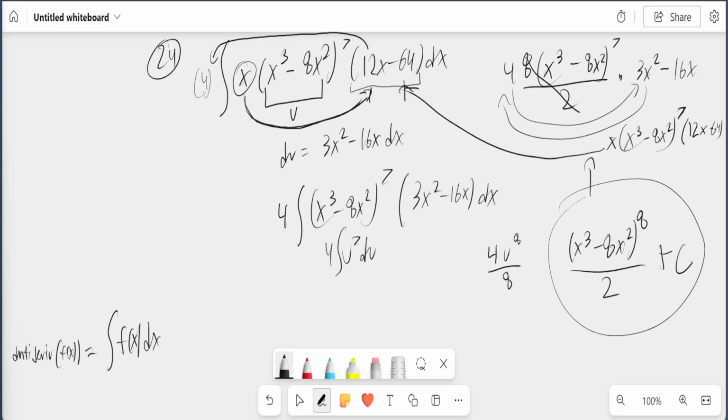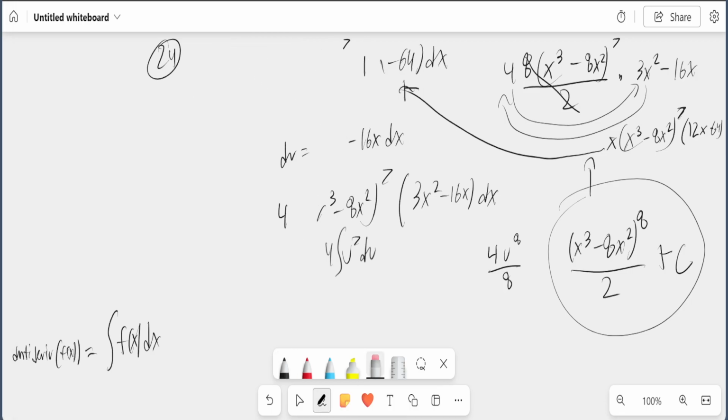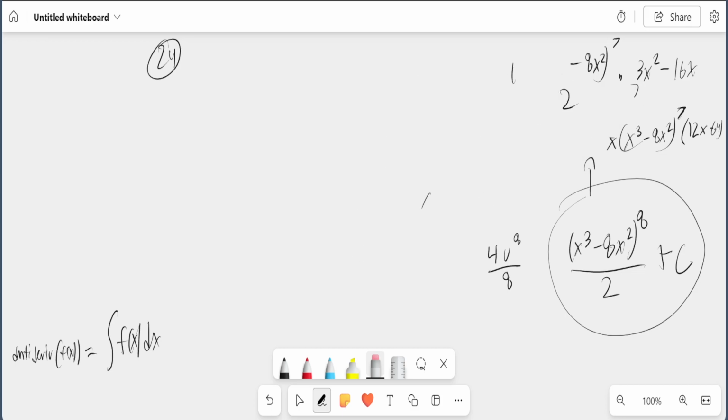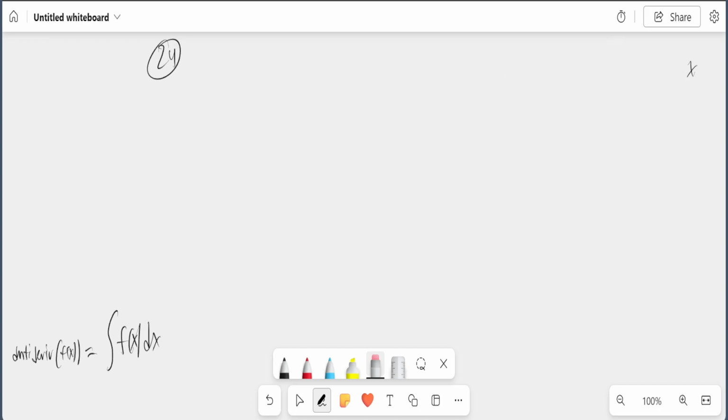Okay. Any other? I think someone said 14. 14 looks interesting. We could do that one. Okay. So let me. You said u as 1 minus cosine 2x. Yeah, that's one way to do it. That's probably the fastest way to do it.